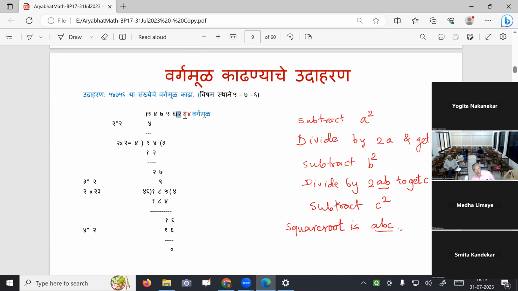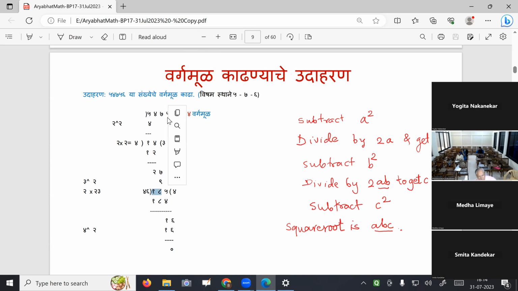Now this 3 is to be written here. So 3 is the new digit that we have obtained in the square root. Then you get 2 here, then take the next digit 7. Then you have to subtract 3 square from this. So you divide by 2A, and A square you have to subtract. Once you do that, you get 18 here. So 3 square is 9 here, subtract.